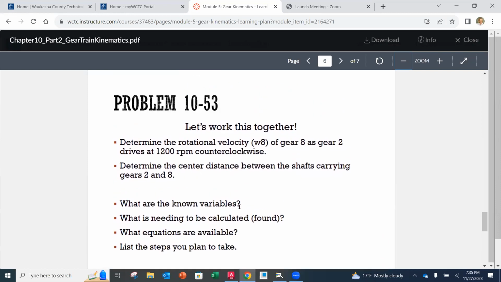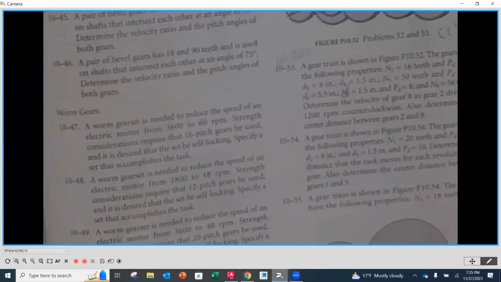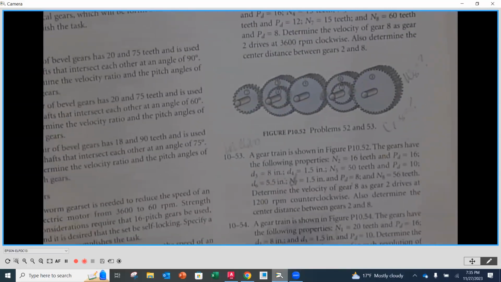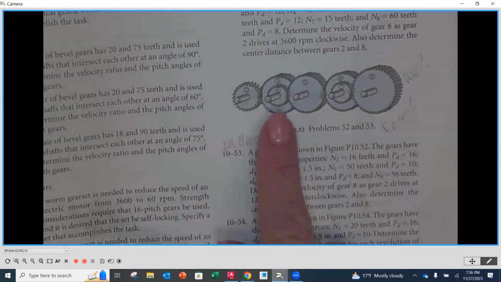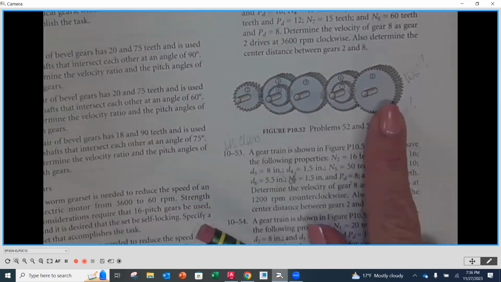So let's look at problem number 12-53. This one is going to be similar to your homework problem, but it's going to involve an idler gear. We need to determine the rotational speed of W8 as gear 2 rotates at 1200 RPMs counterclockwise. We also want to determine what the center distance is between gears 2 and 8. So I'm going to go underneath and we'll look at the problem itself. The problem we're going to be looking at is number 53, and it's this set of gears right here. So we start with number 2 and we end with number 8.